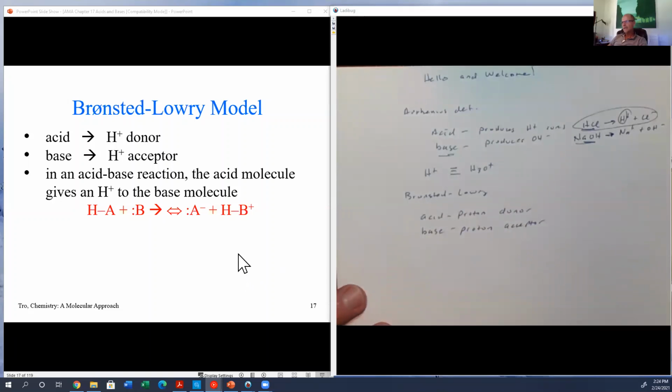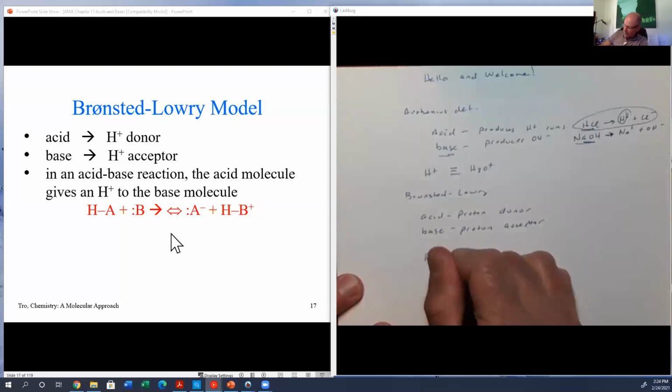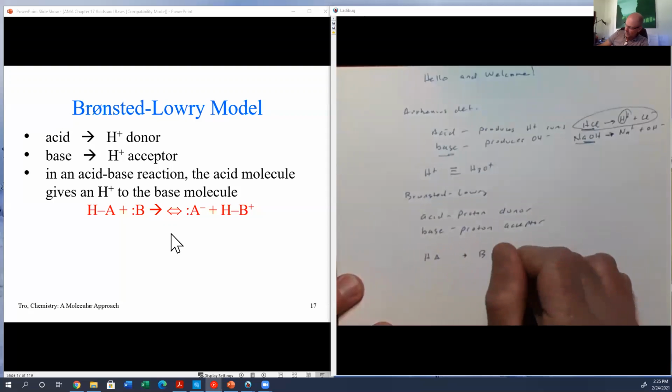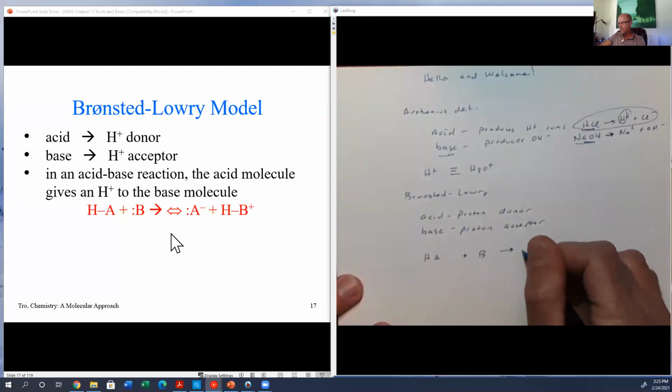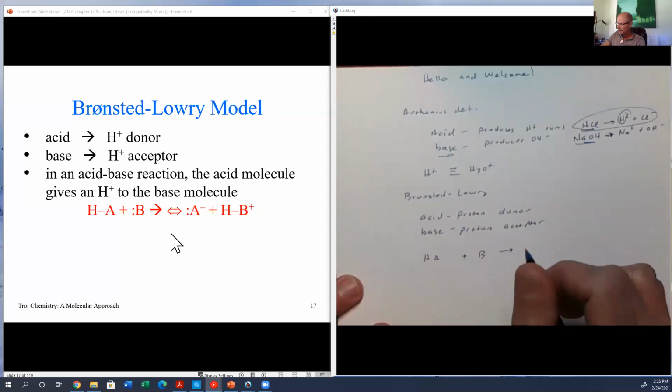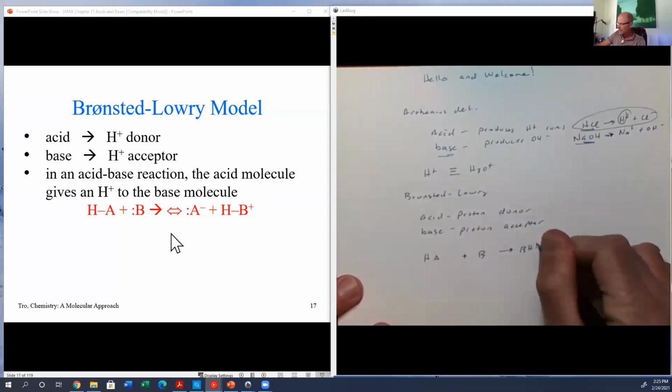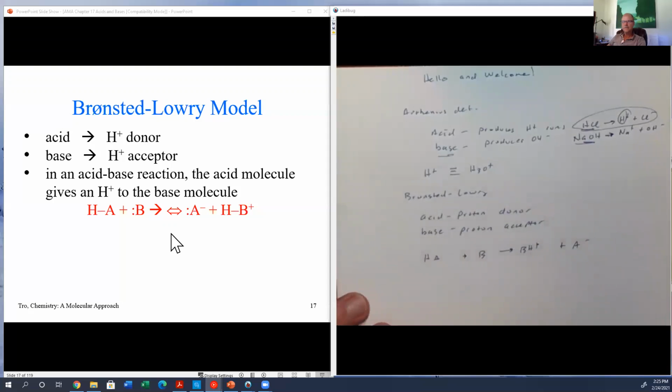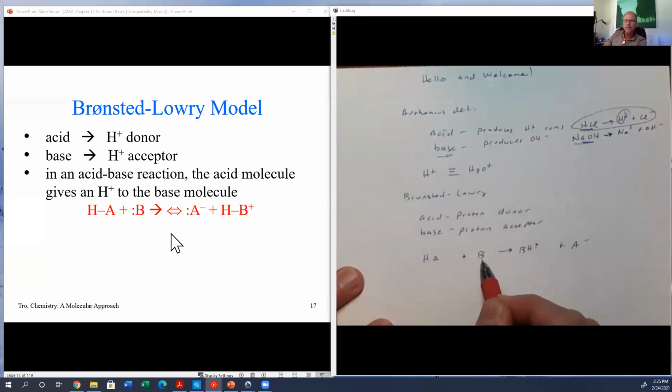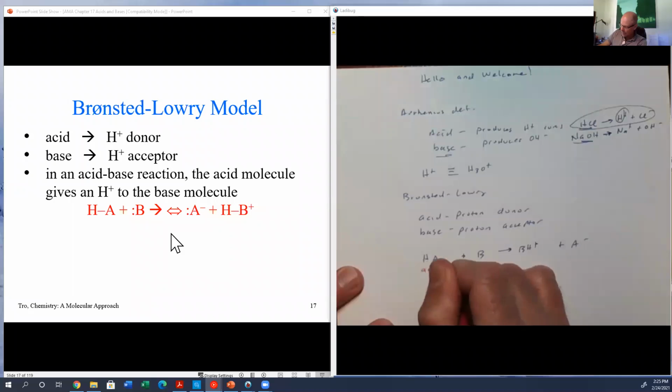And so in an acid-base reaction, you get an acid like HA reacting with a base B, and it's going to form BH plus and A minus. Notice what happened. This proton was donated to that base. So this is the acid and this is the base.